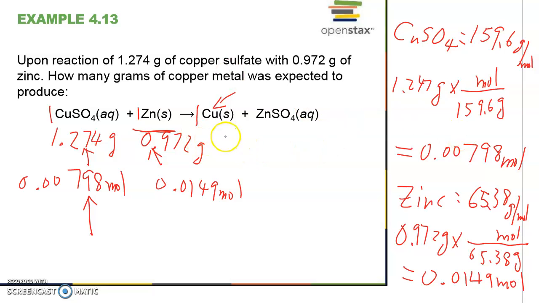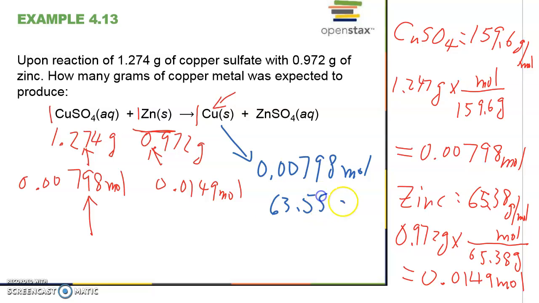Okay, so for copper, since it's a 1-to-1 ratio, it will be 0.00798 moles. And the atomic mass for copper is 63.55 grams per mole. So when I multiply these two together, I get 0.507 gram.